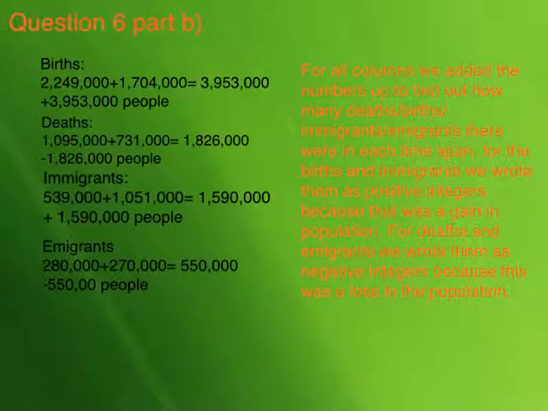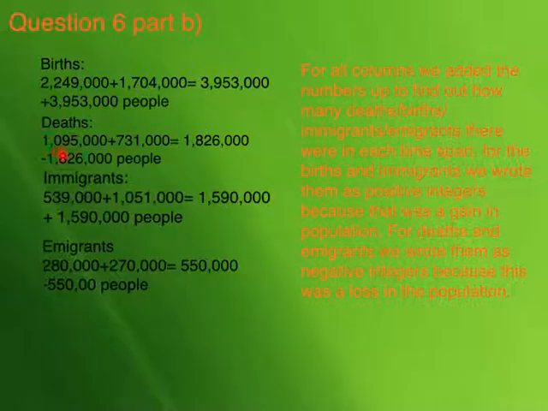Question 6, Part B. 2,249,000 plus 1,704,000 equals 3,953,000 births. So therefore, there was a gain of 3,953,000 people.